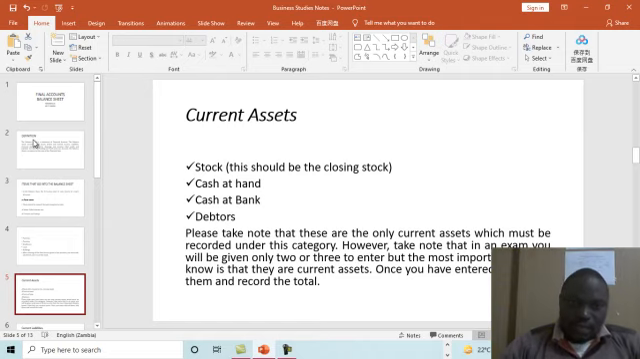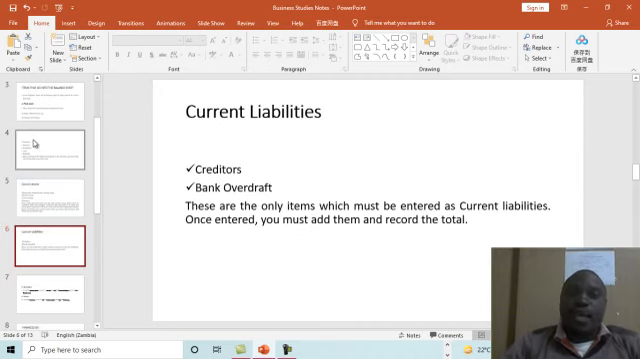Now, please take note that these are the only current assets which must be recorded under this category. I've already highlighted this point. However, take note that in an exam, you will be given only 2 or 3 to enter. But the most important thing to know is that they are current assets. Once you have entered them, add them and record the total. So you must add the current assets, just like you did on the fixed assets. Then you move to the next, where you have to enter the current liabilities.